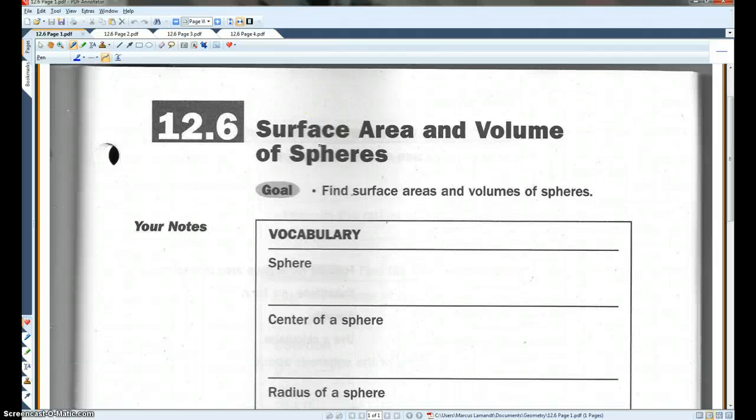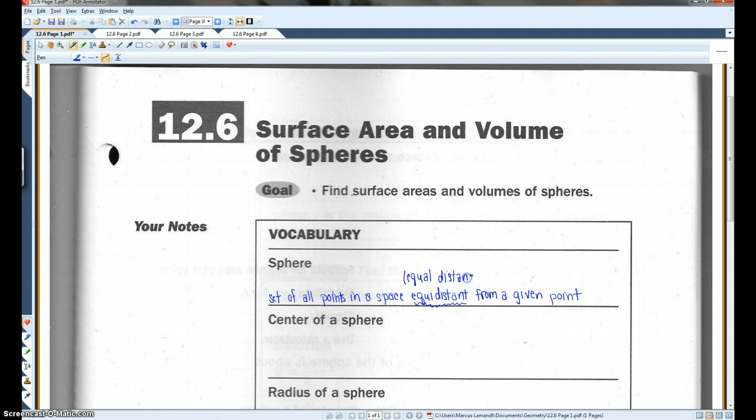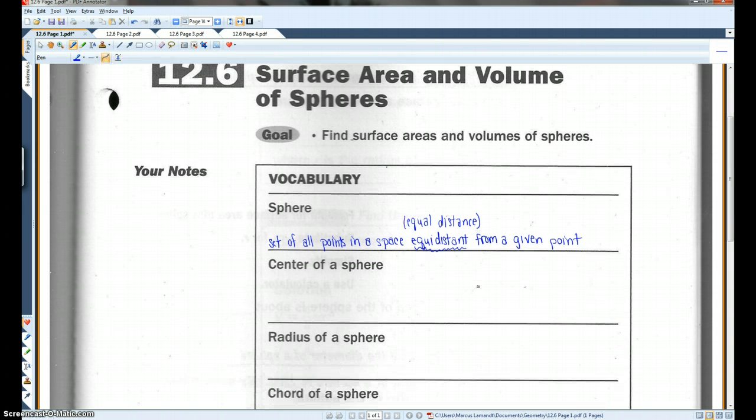Alright, if you guys could please turn to 12.6 in your notes, surface area and volume of spheres. A sphere is the set of all points in space equidistant from a given point. If you remember, equidistant means equal distance. The center of a sphere is the point from which all these points are equidistant.